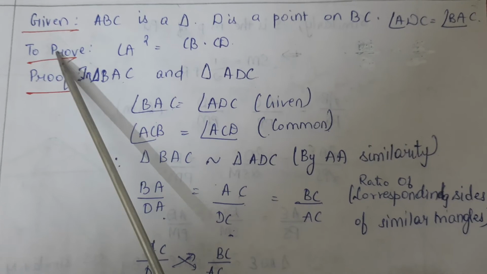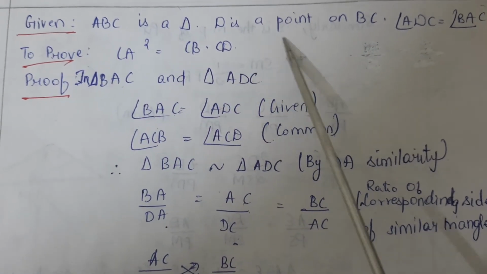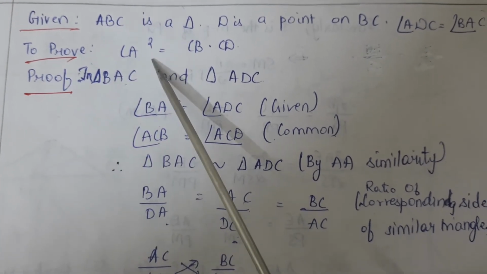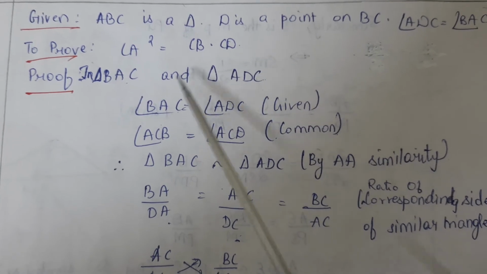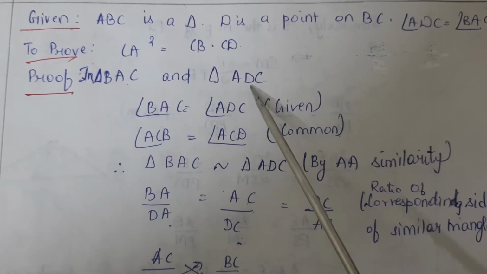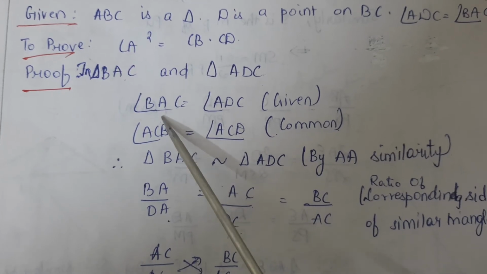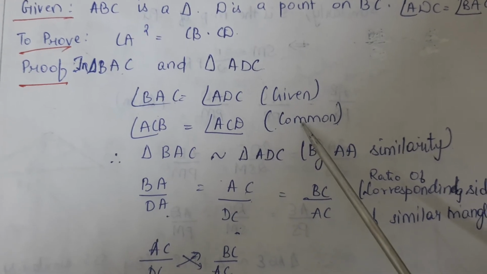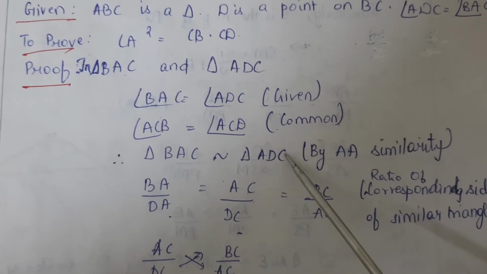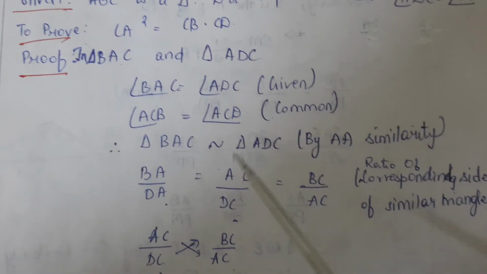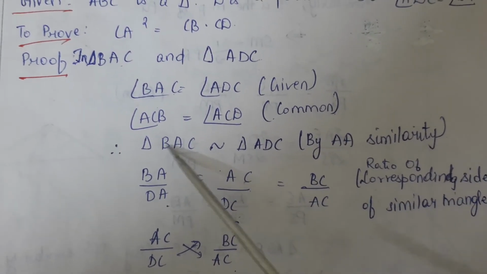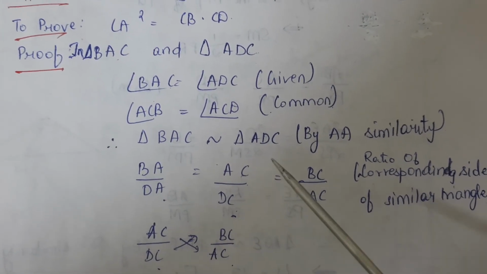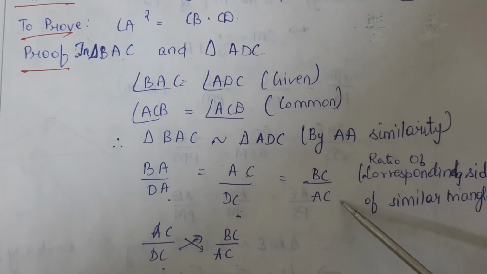So let us write what is given in the question. ABC is a triangle. D is a point on BC. Angle ADC is equal to angle BAC. Now we have to prove CA square is equal to CB into CD. So let us consider the triangles BAC and ADC. So we know angle BAC is equal to angle ADC. It is given in the question. And angle ACB and angle ACD are common to both. So now these two triangles are similar by AA similarity. If they are similar, then the ratios of the corresponding sides are also equal. So BA by DA is equal to AC by DC is equal to BC by AC.